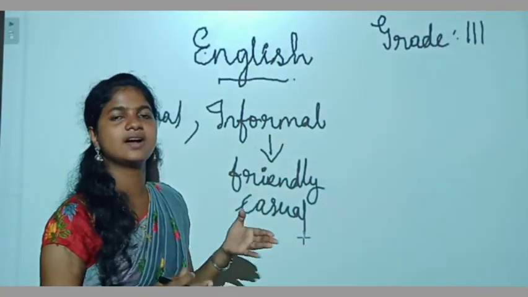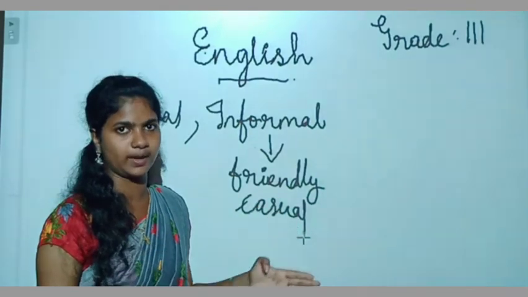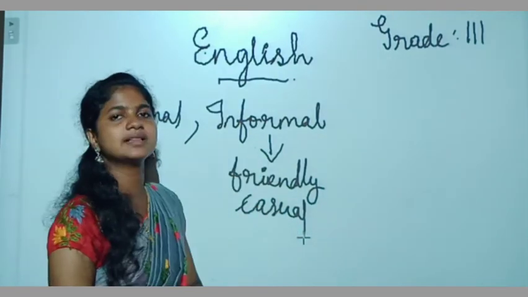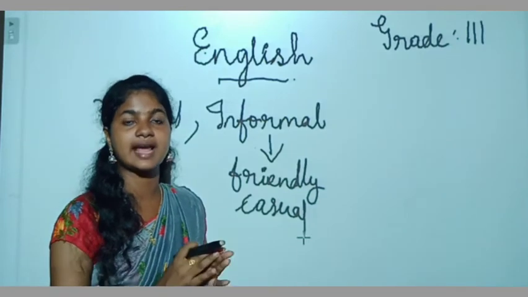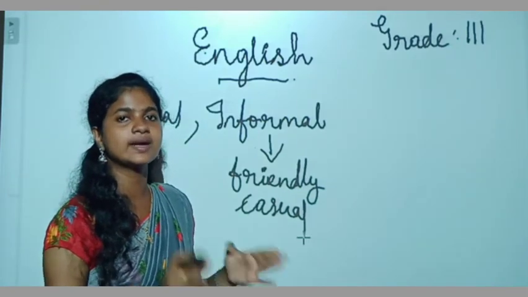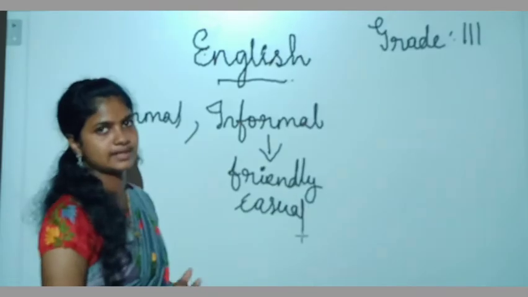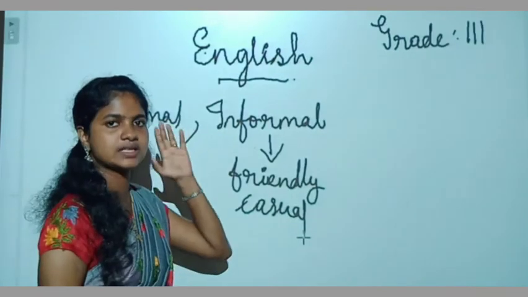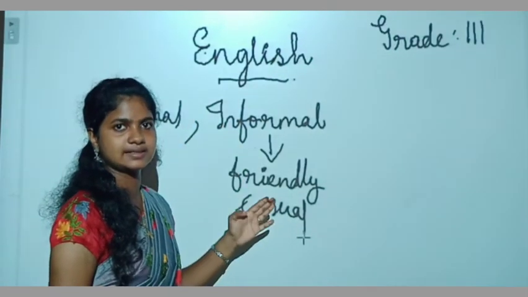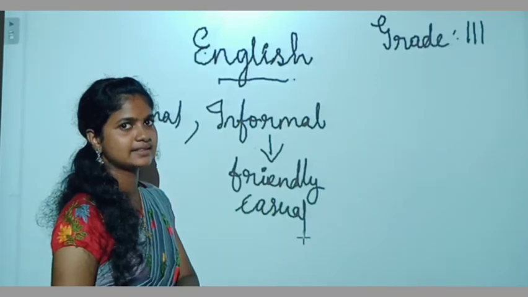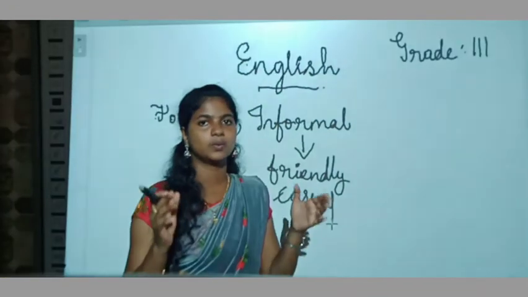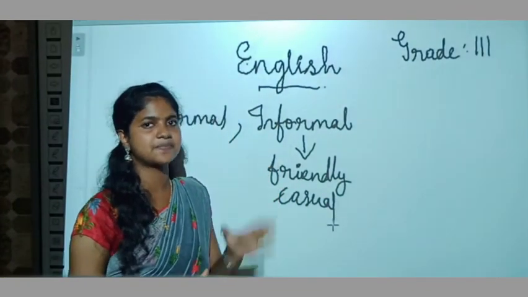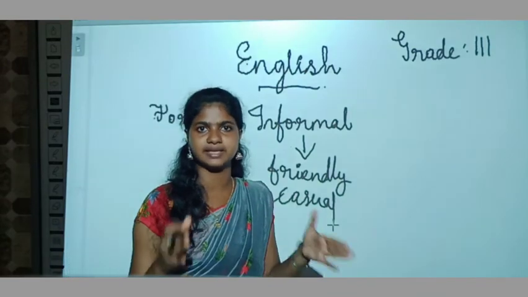These informal letters are written in a casual way. That's why they are called casual letters, okay? Did you understand? Okay. We learned 5 different parts to make a letter complete.